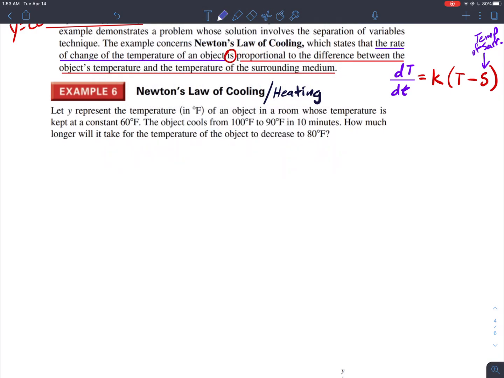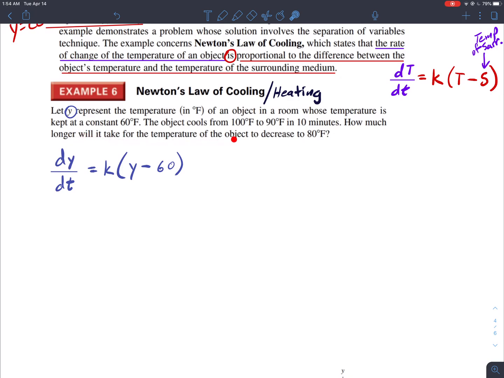The important thing to note is that they changed variables on us. y is the temperature of the object. And so instead of using capital T, like this general model suggests, we're going to change the T to y. So dy/dt is equal to k times (y minus, and in this case, we are told the temperature of the room is constantly 60 degrees Fahrenheit. So 60). All right, there we have it. A little chilly in the room. Is our general model.